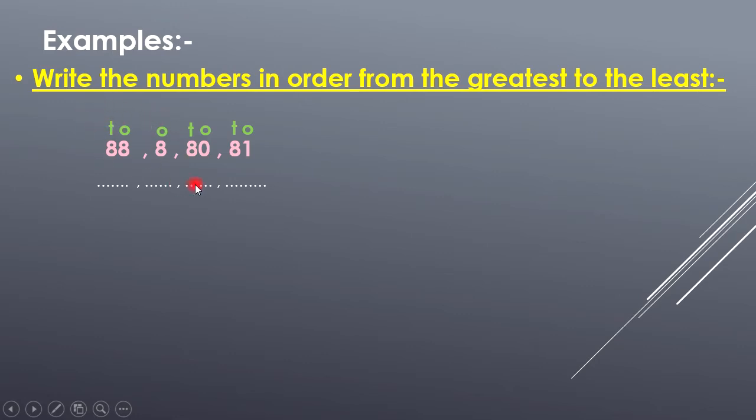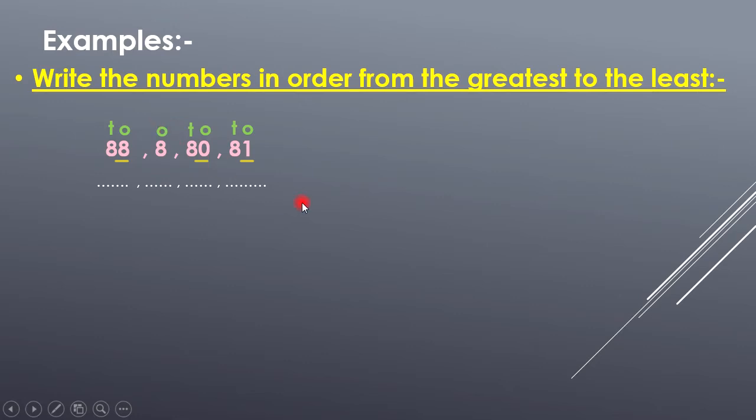Okay, tens digit. If they are the same, we should look to what? Ones digit. Okay, and here we see that in tens place they are the same. Here I have 8 in tens place, here 8 in tens place, and here 8 in tens place. So now I should look to ones digit. Let's put a line under ones digit. And here 8 in ones.